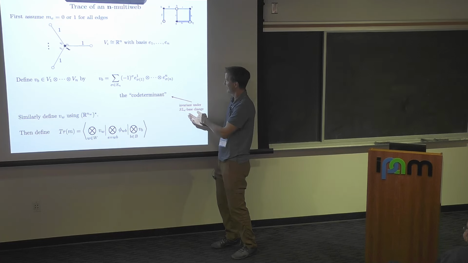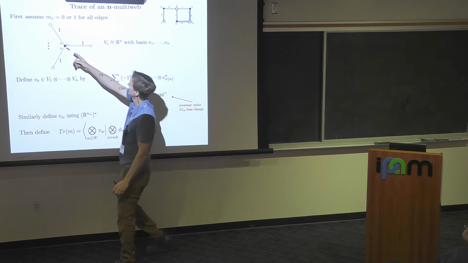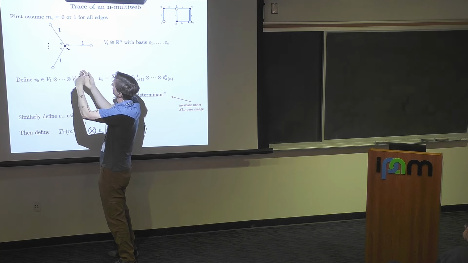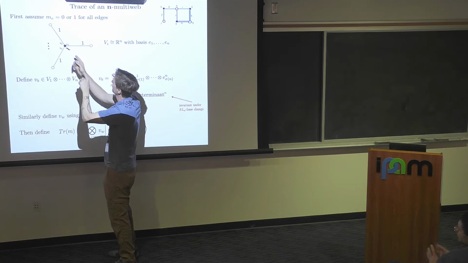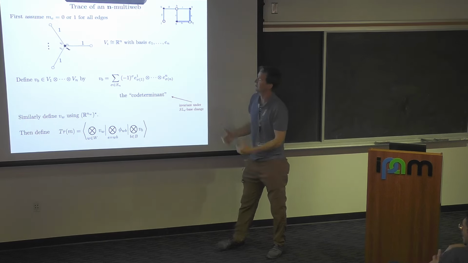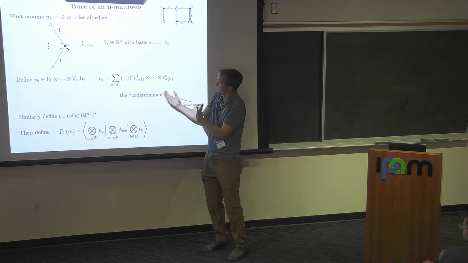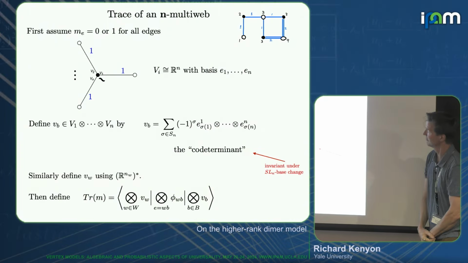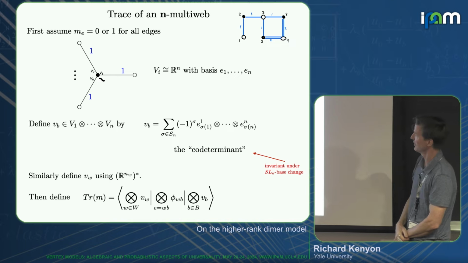But it does have the property of being invariant under SL_n base change. If I do a gauge transformation at this vertex by multiplying by a matrix in SL_n along every edge, this codeterminant doesn't change. So in that sense, it's an SL_n invariant quantity. It's the unique SL_n invariant quantity up to scale.